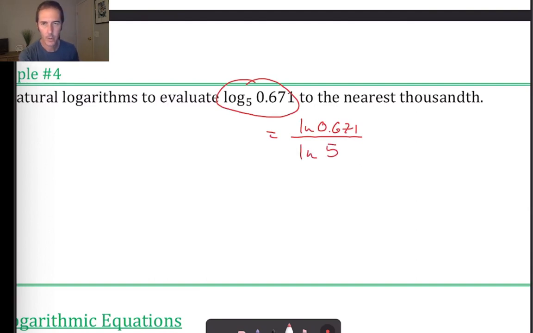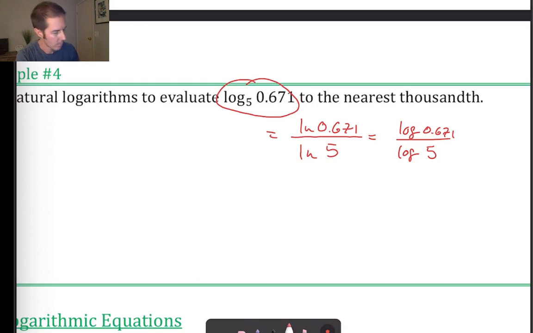How does that help me? I don't know what either one of those natural logs evaluate to. I don't have to. This I can plug into my calculator. My calculator has a natural log button, but it does not have a log base 5 button. I could also write this as log, which has the implied base of 10, 0.671 over the log of 5. Type either one of these fractions into your calculator and you're going to get the right answer.